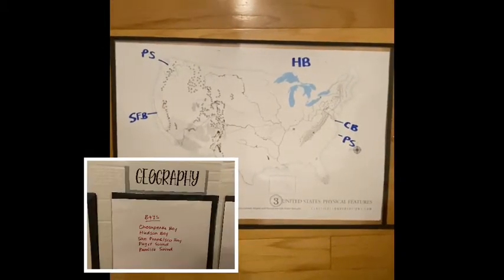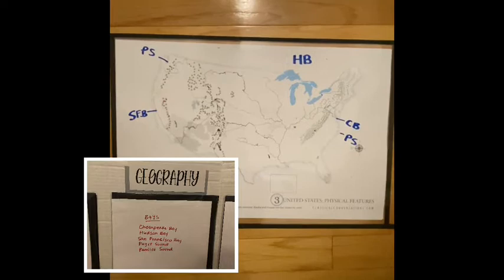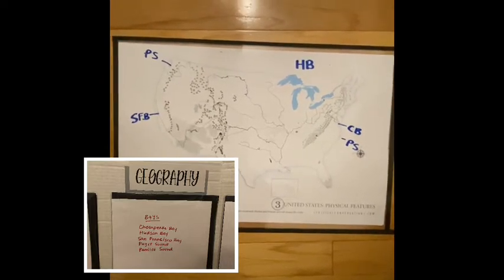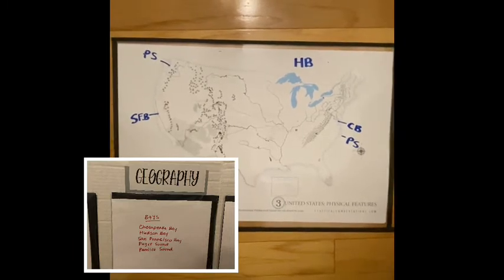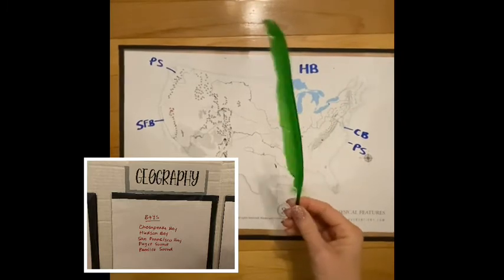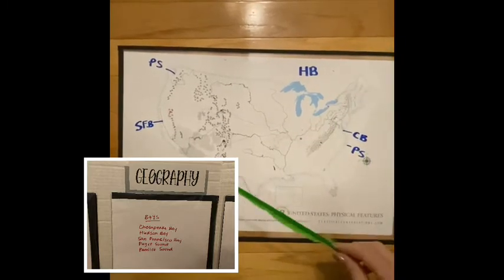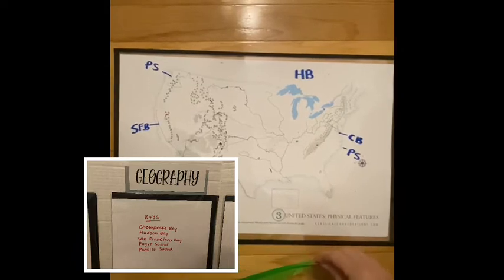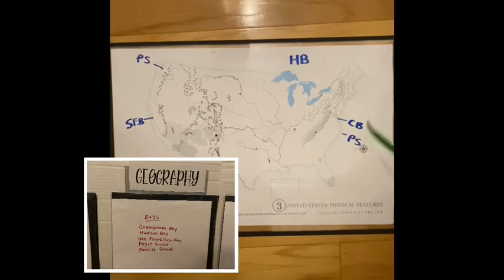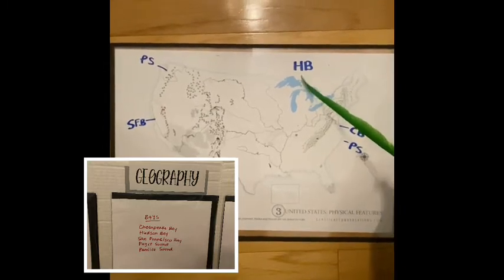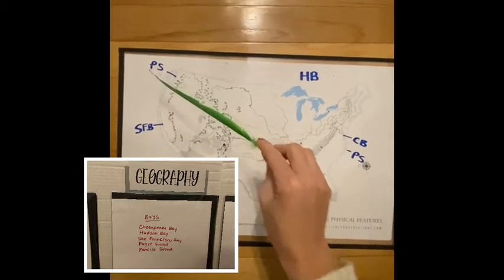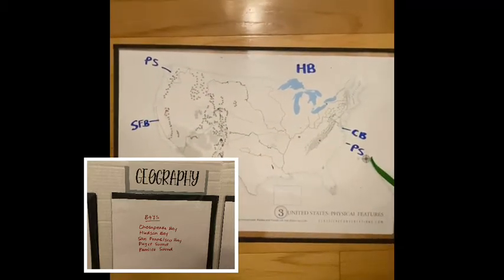Okay, this week in geography, we're talking about different bays that are found in the United States. Our song this week goes to One Little, Two Little, Three Little Indians. So Miss Megan is going to use a feather to make us think of Indians while we sing the song. So the 5 bays that you can find in the United States are the Chesapeake Bay, the Hudson Bay, San Francisco Bay, Puget Sound, and Pamlico Sound.